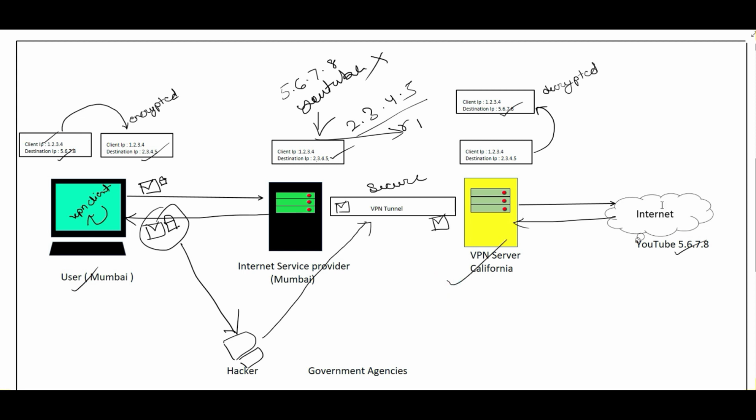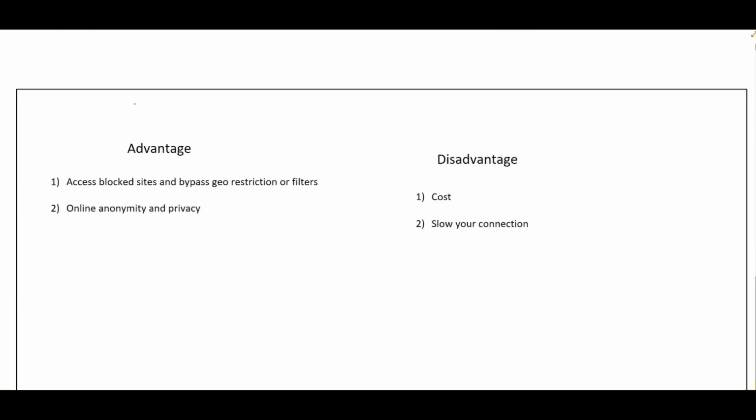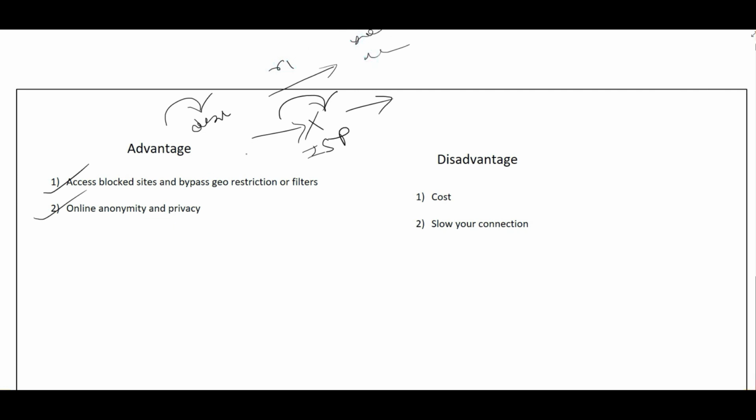Let's see the advantages and disadvantages of the VPN. The first advantage is that blocked sites can be accessed, even the geographical restrictions imposed by the government, and the filter can be bypassed. If a particular site has been blocked in the ISP, the VPN client can still change the IP address and it can be accessed. The second one is anonymity and privacy for the user, because the destination IP is getting changed via the VPN client. So the ISP will see that this client is not requesting youtube.com but some other site. That's how the ISP will not keep track of what the user is trying to request. So these are the advantages we get while using the VPN.